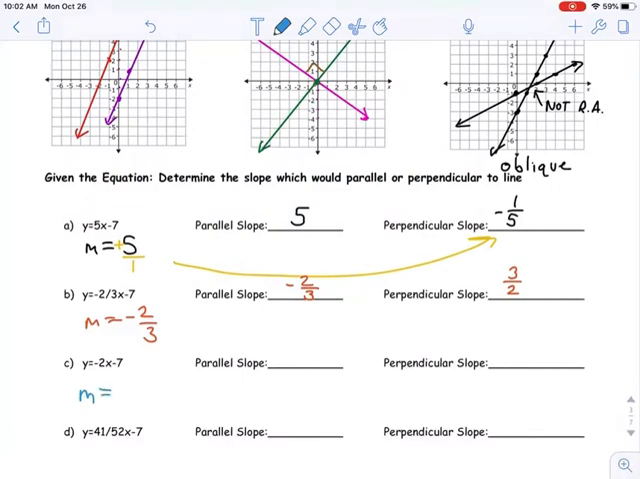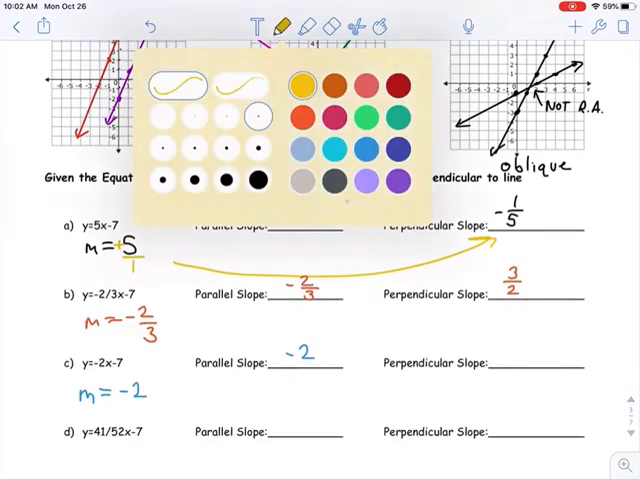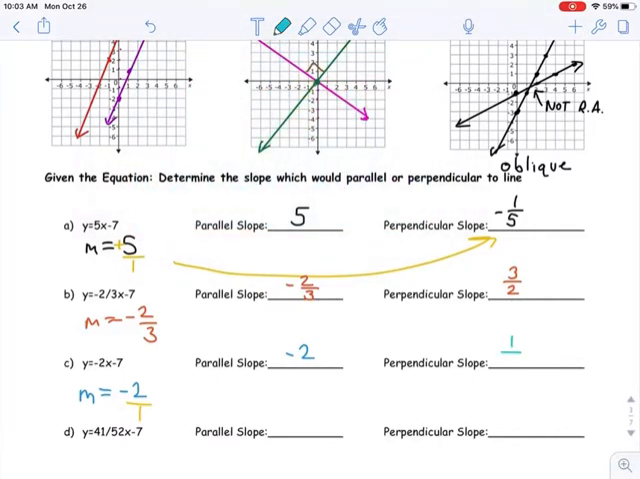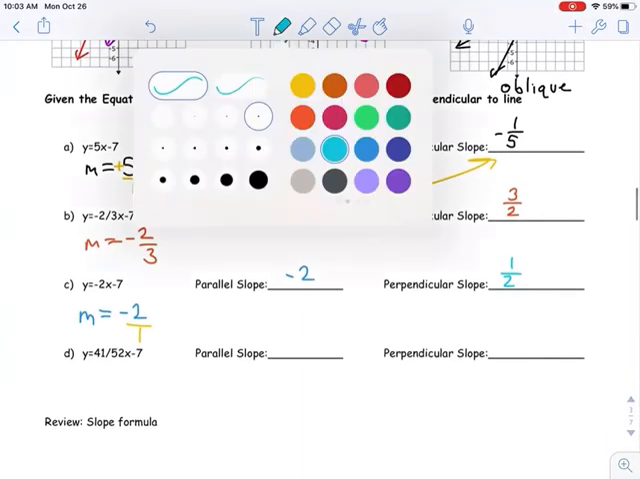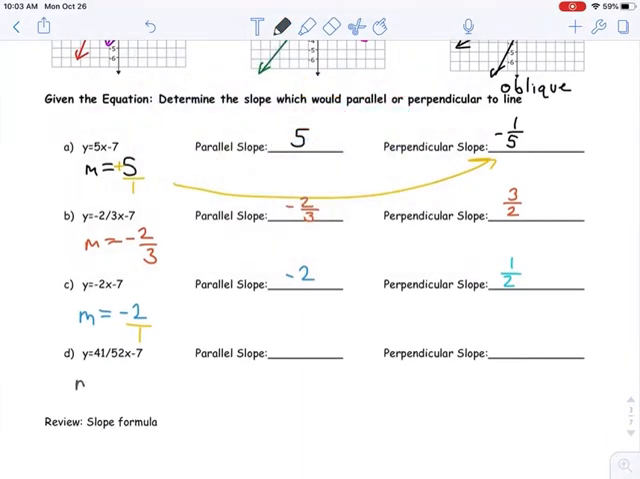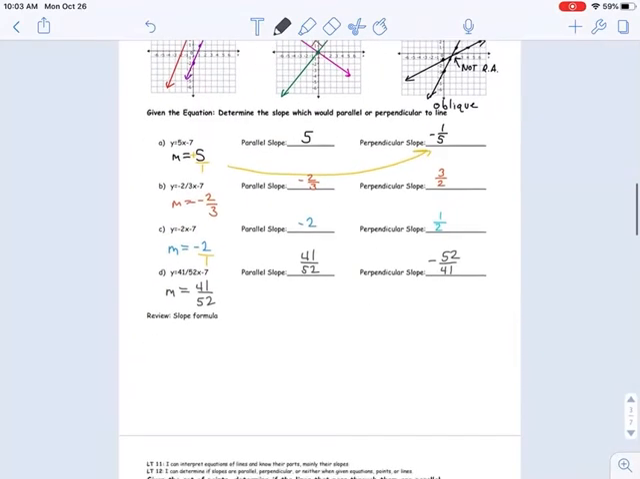Number C, the slope is -2, so the parallel slope is -2. And then the perpendicular slope, again, recall, this is like -2 over 1. So the perpendicular slope would be 1/2. Ooh, and look at this doozy over here. This one's scaring me. I'm a little bit terrified right now. We got a positive 41 over 52. So the parallel slope would be 41 over 52. The perpendicular slope would be -52 over 41. Nice.